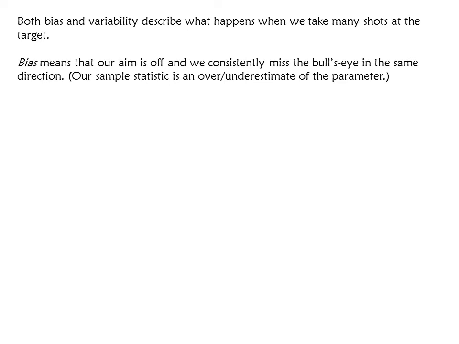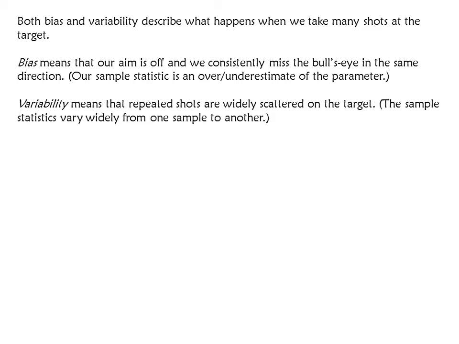Bias means that our aim is off and we consistently miss the bullseye in the same direction, or our sample statistic is an over or underestimate of the parameter. Variability means that repeated shots are widely scattered on the target. The sample statistics vary widely from one sample to another.